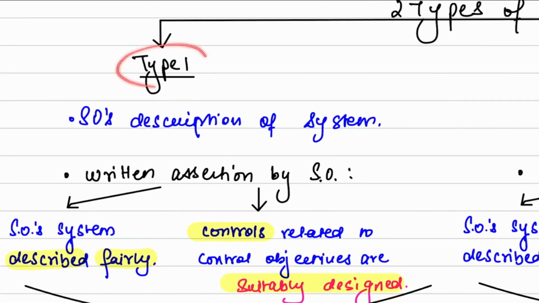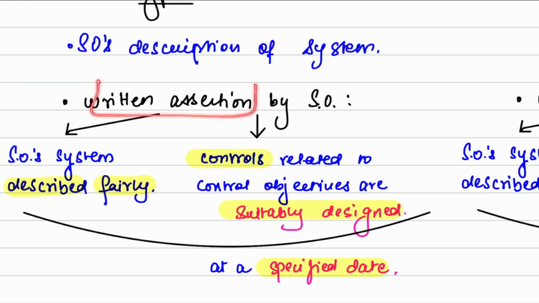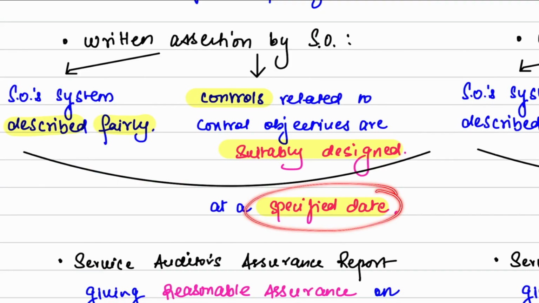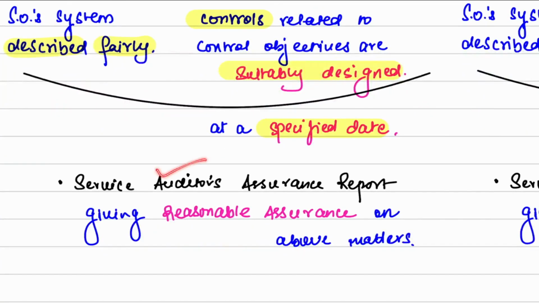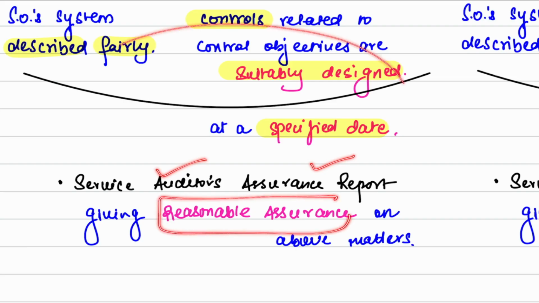If I talk about the type 1 report, it first of all talks about the service organization's description of the system, how they provide the payroll services. Then a written assertion by the management of the service organization that whatever description we have given is a fair description, and whatever controls we have implemented are suitably designed at a specified date. Then on this, the service auditor will give the assurance report, giving a reasonable assurance on the above matters.